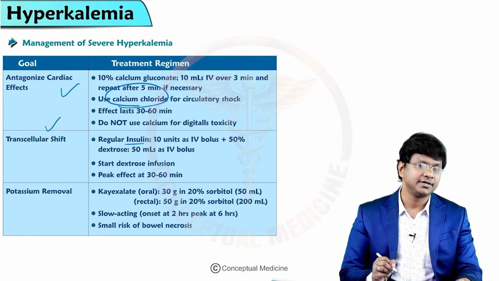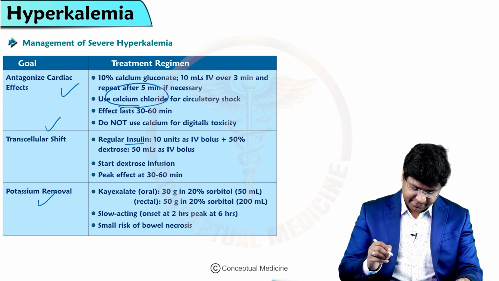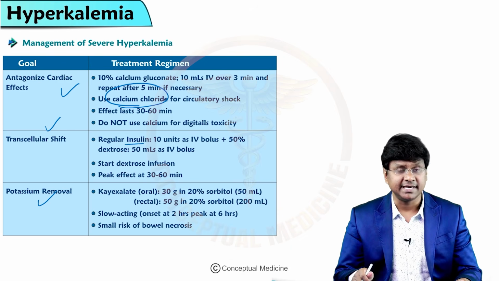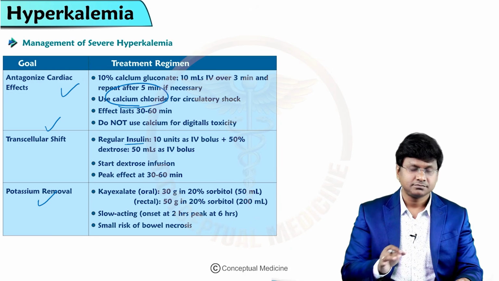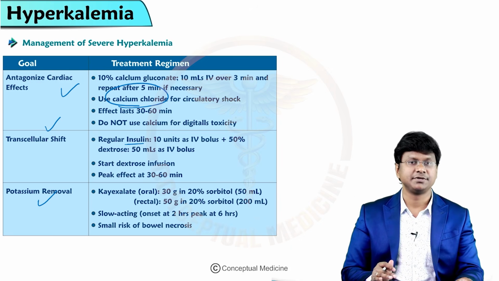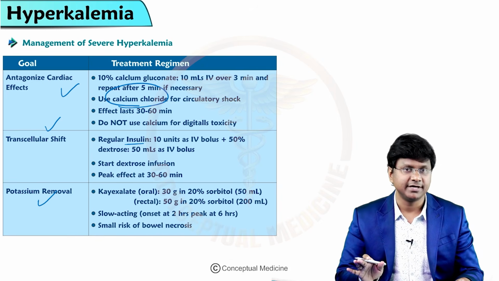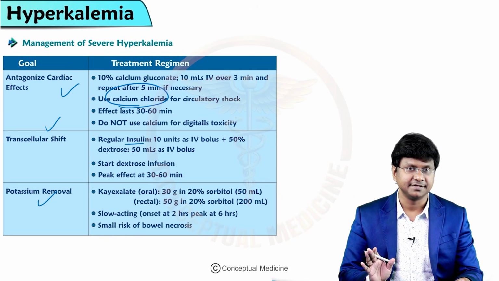The other important drug is the beta-2 agonist, and potassium removal is done by K-exhalate, a resin which will cause the removal of the potassium. The other method by which potassium removal can be done is hemodialysis. So this is the treatment of hyperkalemia.